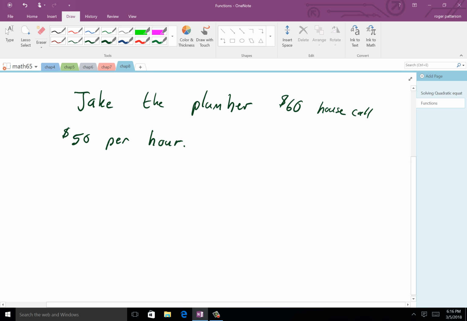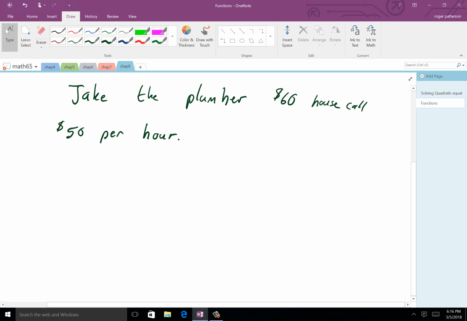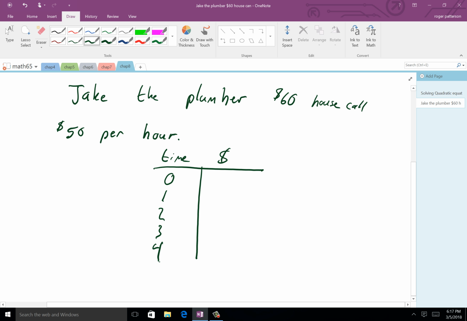What we want to do then is make a little table here. I'm going to put time here and money here. That's your cost. 0, 1, 2, 3, 4. So he comes in the door, right? He charges you how much? $60. Okay, so that's going to go right there. Then he goes down, works for about an hour. So now your total cost is 110, right? Good.